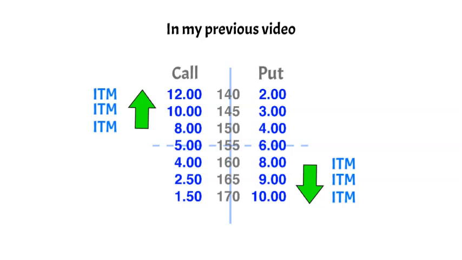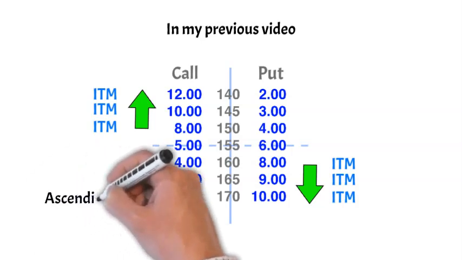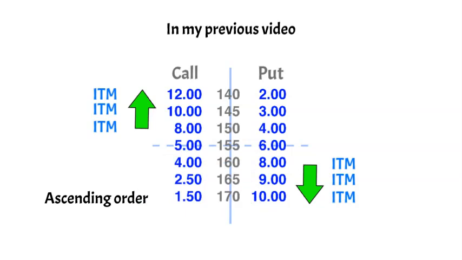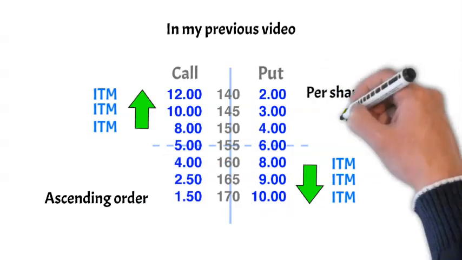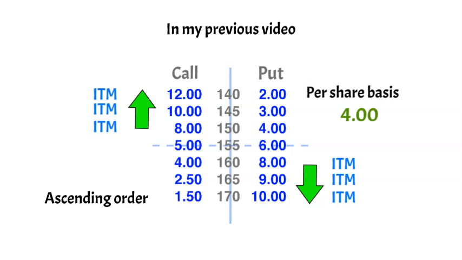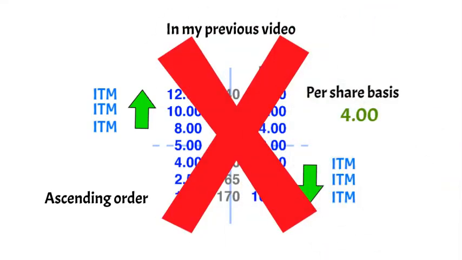The point of showing the option chain was to explain how the strikes are in ascending order and how the option premiums are displayed on a per share basis. Now, I certainly don't want to mislead beginners, especially if you're analyzing the chain, and I do apologize for that. So in this video, the option chain will have more accurate pricing.